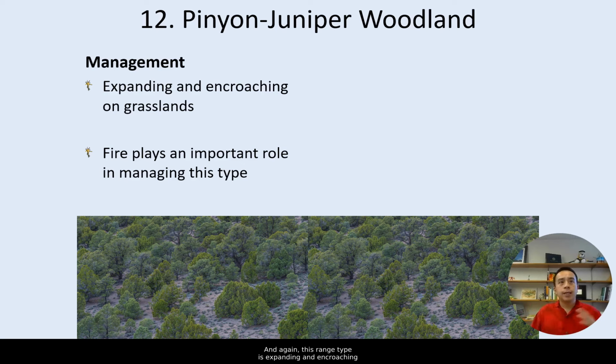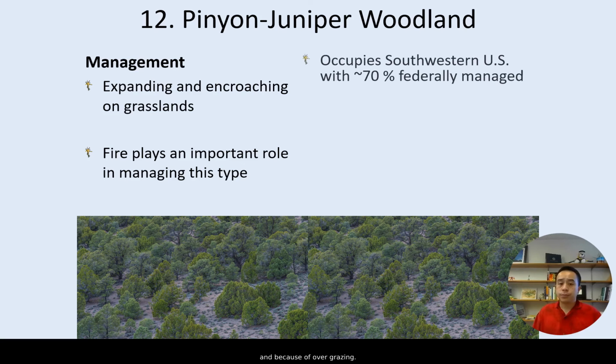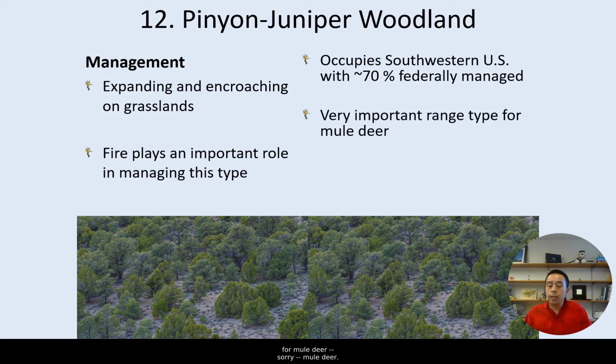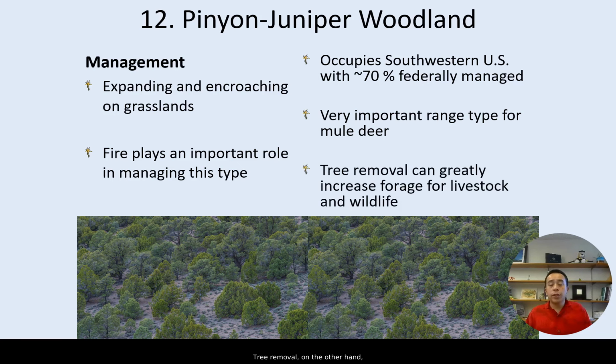And again, this range type is expanding and encroaching as a result of fire suppression and because of overgrazing. This habitat occupies the southern U.S., with about 70% of Pinyon-Juniper Woodlands being managed federally, specifically by the Federal Forest Service. This is a really important rangeland type for mule deer, and it makes intermediate wildlife habitat, and again, is not great for livestock. Tree removal, on the other hand, can really help increase forage production for livestock and wildlife by providing open areas for forage and grass species to grow a little bit better.